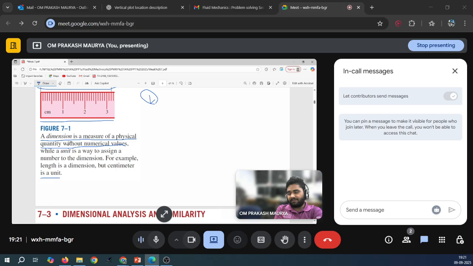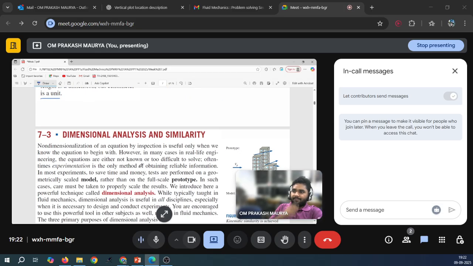So remember, please, the difference between dimension and unit is that the unit gives an idea about the quantitative way. Your dimension is qualitative, but the unit gives it quantitative. If you want to measure something, you need to go with the unit system. Remember always. And what is dimensional analysis and similarity?